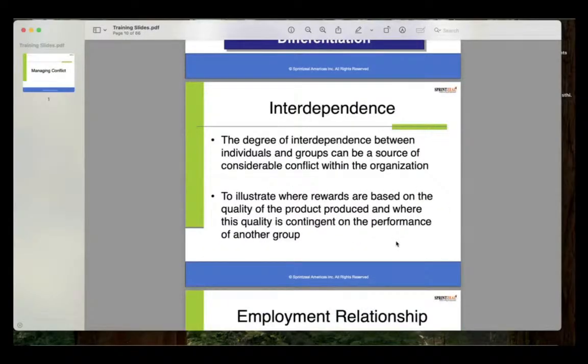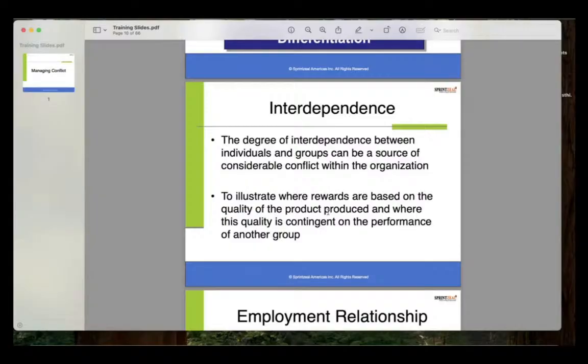So, what is basically interdependence? It is the degree of interdependence between individuals and groups, which can be a source of considerable conflict within the organization. To illustrate, where rewards are based on the quality of the product produced, and where this quality is contingent on the performance of another group.